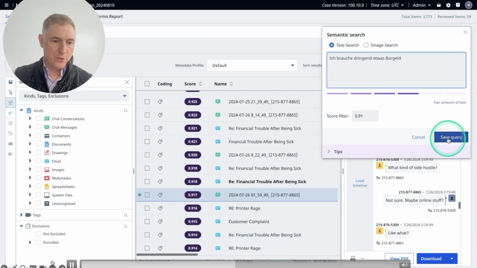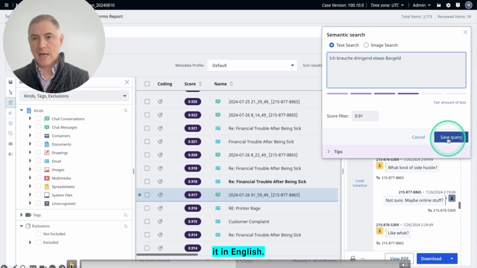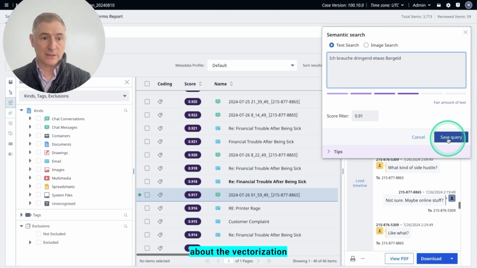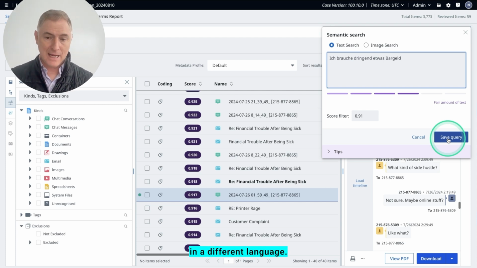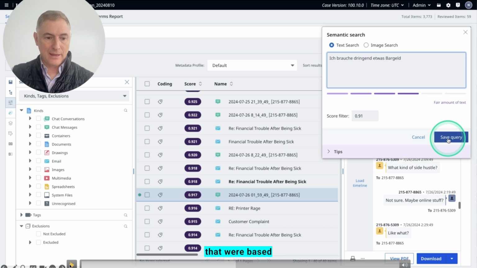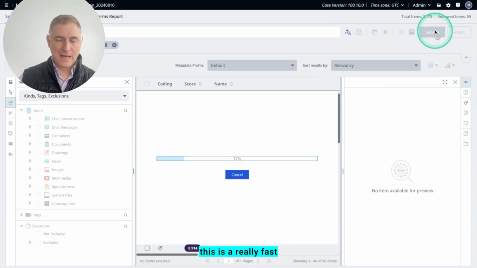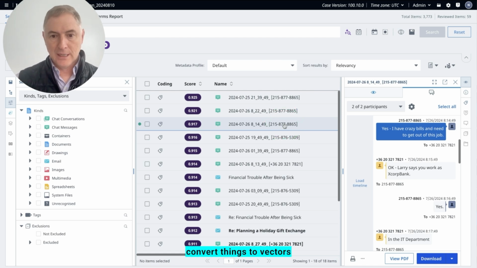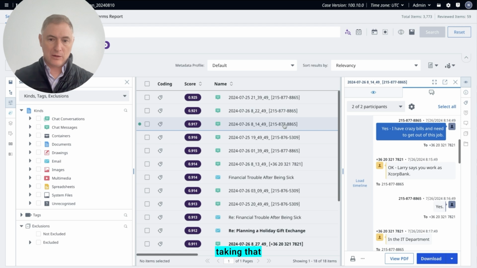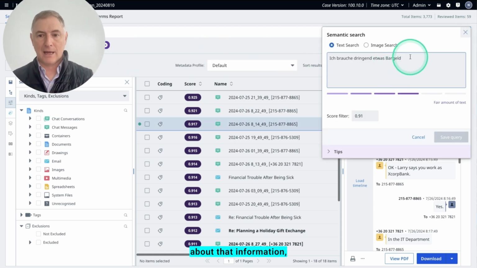Again, an important note is, we're showing it in English, but one of the neat things about the vectorization and the conversion of this information to mathematics is that it works in a multilingual capacity. And so this is without requiring translation. So I haven't gone through and translated all of these text messages from one language to another. I'm actually just issuing that query in a different language, but I'm going to get my hits back that were based in English. So again, this is a really fast and efficient way to think about early case assessment, that you can run this through, automatically convert things to vectors, and then start to see and experience that. So again, taking that huge leap forward with how we start to think about that information.